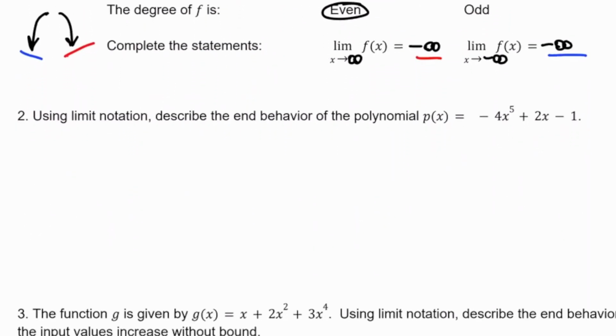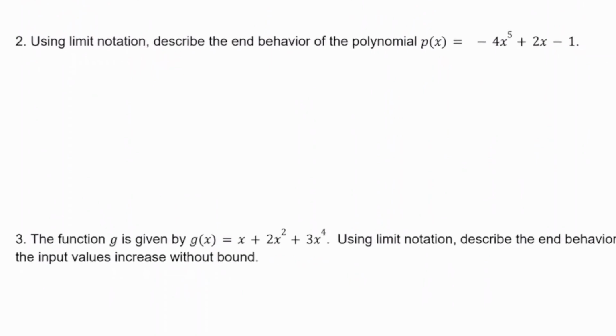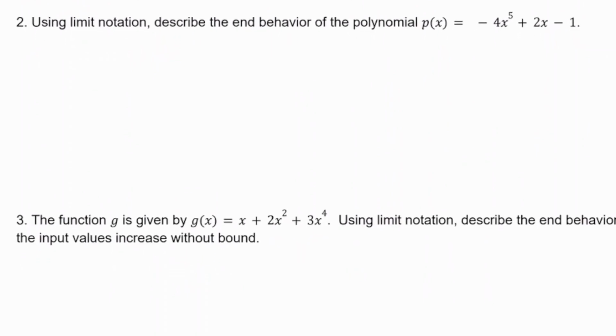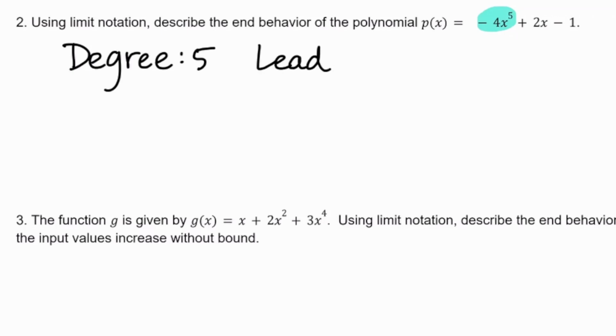The second one says, using limit notation, describe the end behavior of the polynomial negative 4x to the 5 plus 2x minus 1. So we're going to do the exact same thing we did up above. We're going to figure out what's the high degree term. It's the x to the 5, that's the biggest exponent I see. So let's say, all right, the degree is 5. And then the leading coefficient, that's going to be negative 4.